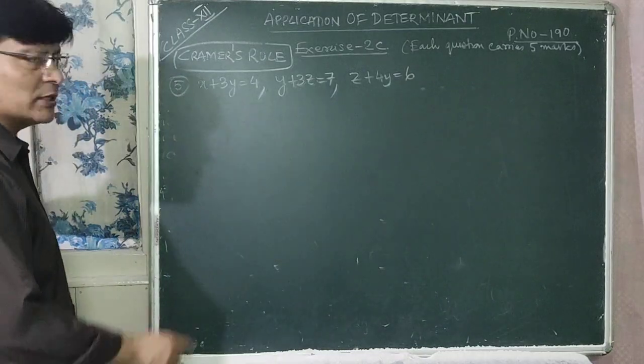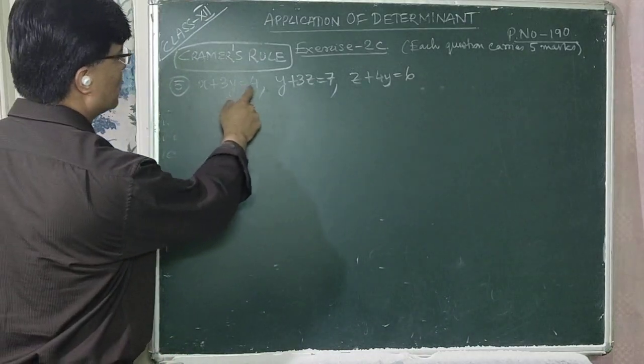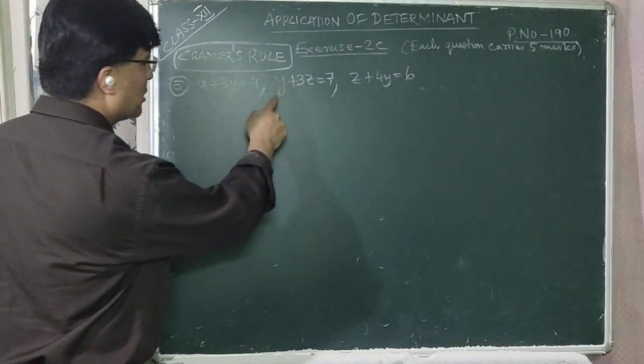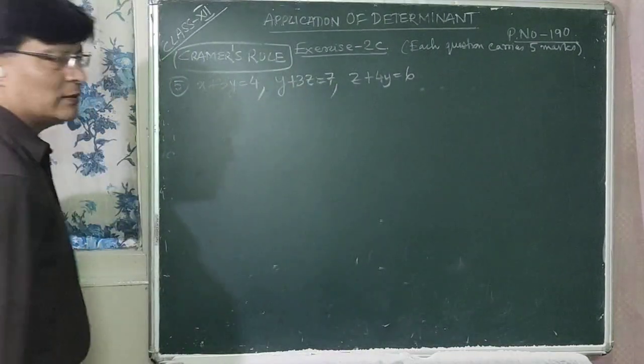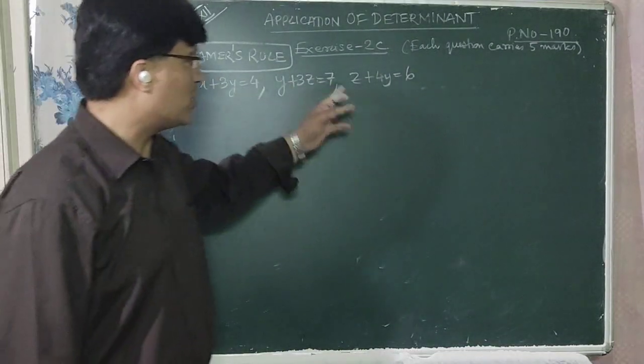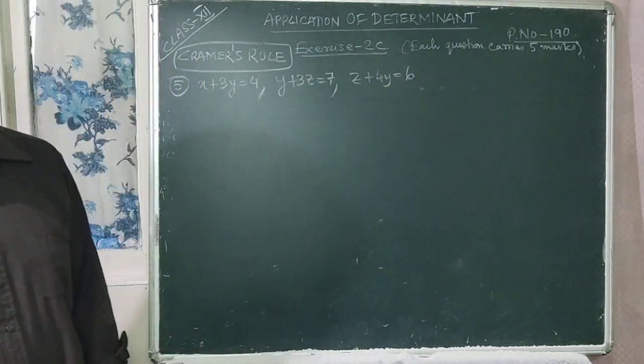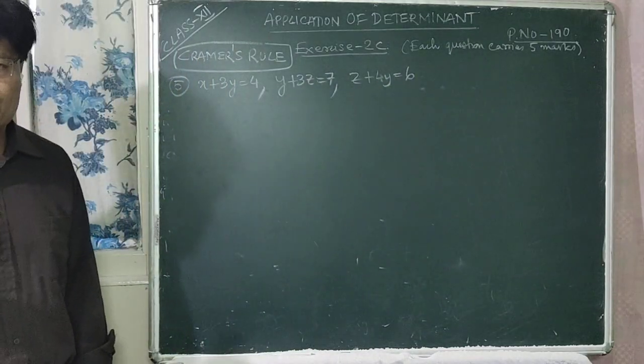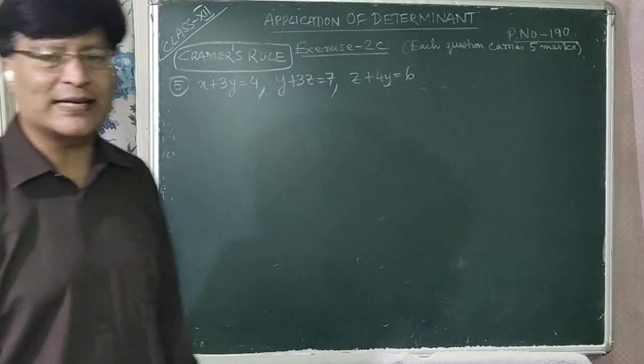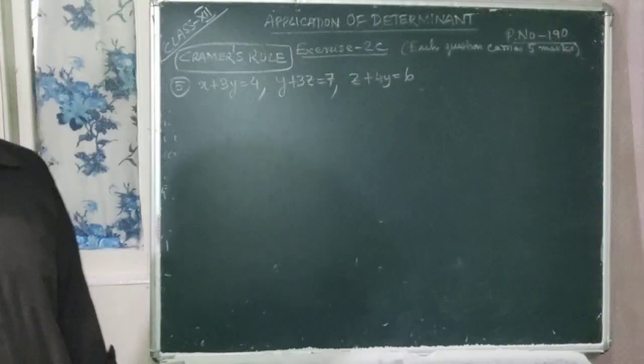What is the first equation in this case? X plus 3y is equal to 4. So what is the second equation? Y plus 3z is equal to 7. And what is the third equation? Z plus 4y is equal to 6. But these are 3 equations with 3 unknown quantities, that is x, y and z.